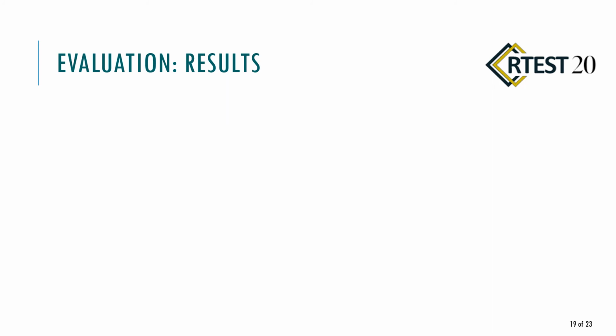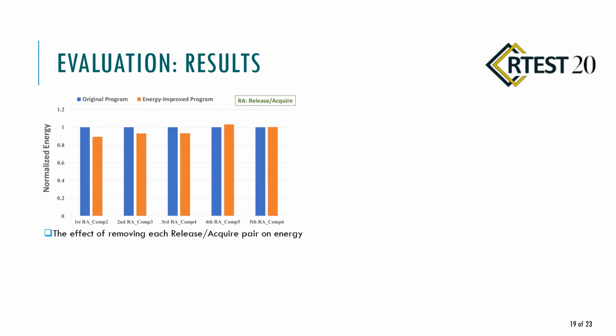We explain the results for a program with 6 computation parts based on the previous structure. As the first step, we investigate the effect of removing each release acquire pair on energy consumption for the original program and its subsequent energy improved program. Removing the release acquire pair for computation 2, 3, and 4 improves the total energy since their execution times are lower than LBST. For computation 5 and 6, on the other hand, removing the release acquire pairs leads the system to consume more energy because their execution times are higher than LBST.